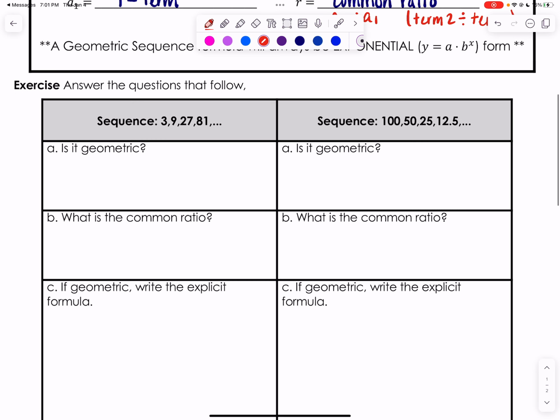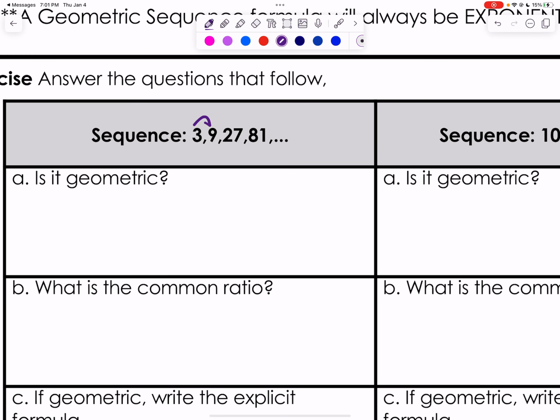So yesterday we learned about arithmetic sequences. So we would first figure out like, okay, so to go from a 3 to a 9, I add 6, and then 9 to 27, I add 18, and then 27 to 81, I add 54. So since I'm adding by a different value each time, it can't be arithmetic. So then I have to sort of like think outside the box.